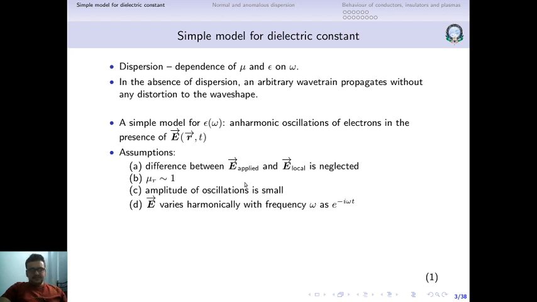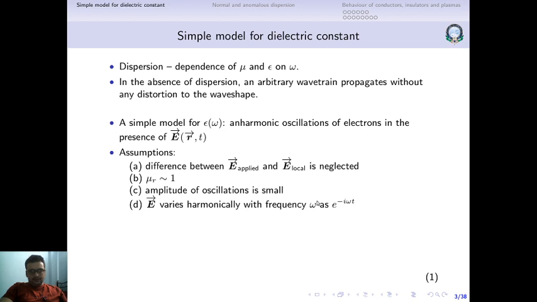The first assumption is that the difference between the applied electric field and the local electric field is neglected. The second assumption is that the relative permeability is very close to 1. The third assumption is that the amplitude of oscillations is very small. We'll see the consequence of this. When the amplitude of oscillations is very small, the field E can be evaluated at the average position of the electron. And finally, the electric field varies harmonically with frequency omega.